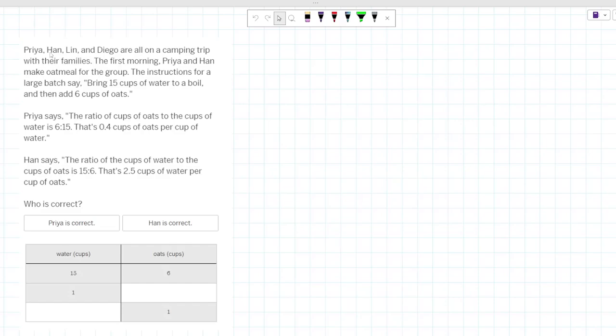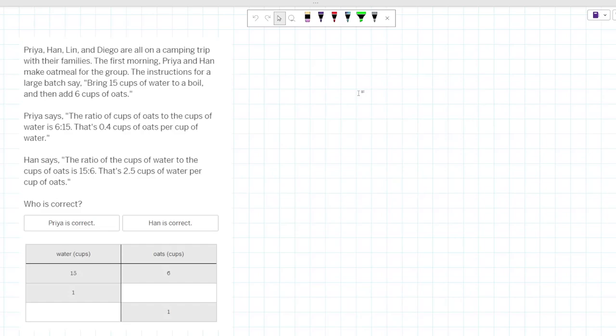It says, Priya, Han, Lynn, and Diego are all on a camping trip with their families. The first morning, Priya and Han make oatmeal for the group. The instructions for a large batch say, bring 15 cups of water to a boil and then add 6 cups of oats. Priya says the ratio of cups of oats to the cups of water is 6 to 15. That's 0.4 or 4/10 cups of oats per cup of water.